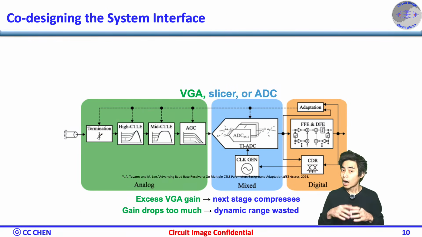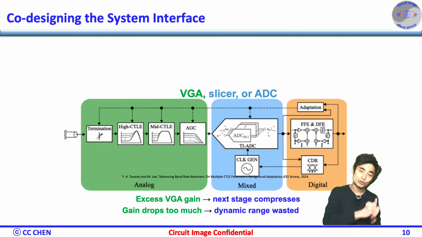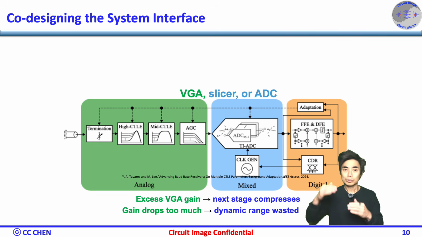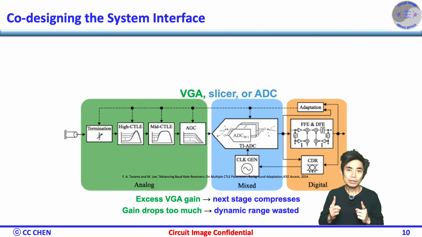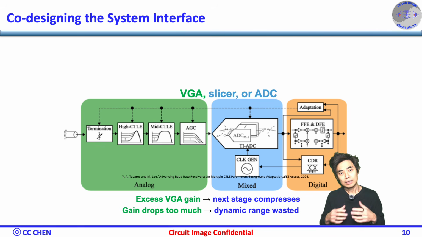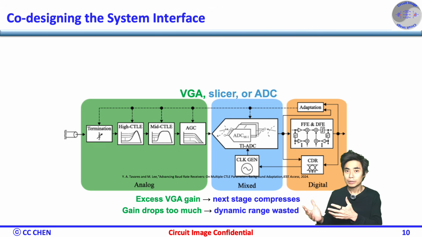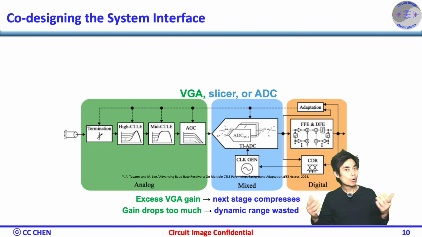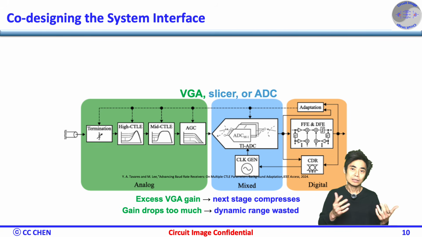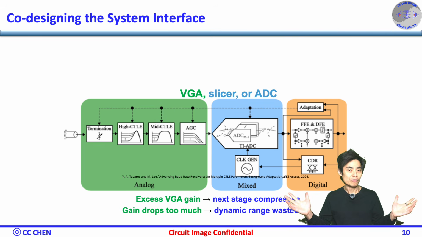The CTLE doesn't operate alone. Its output swing and common mode feed directly into the VGA, slicer, and ADC. If temperature drift pushes swing too high, the next stage compresses. If gain drops too much, dynamic range is wasted. Frozen CTLE design requires strict interface contracts for amplitude and common mode across all corners. Stability at the CTLE output must translate into stability at the system level.